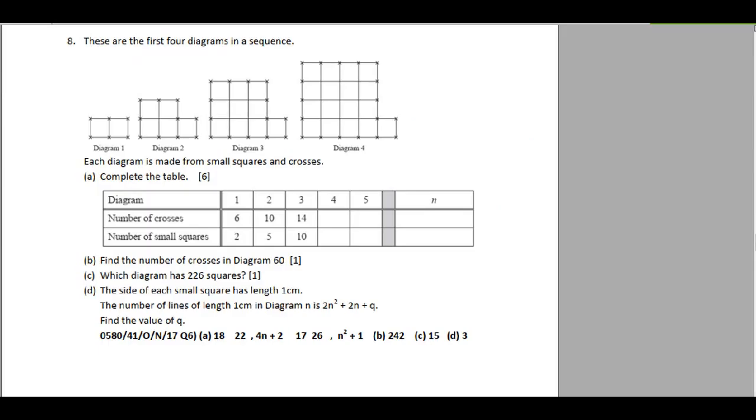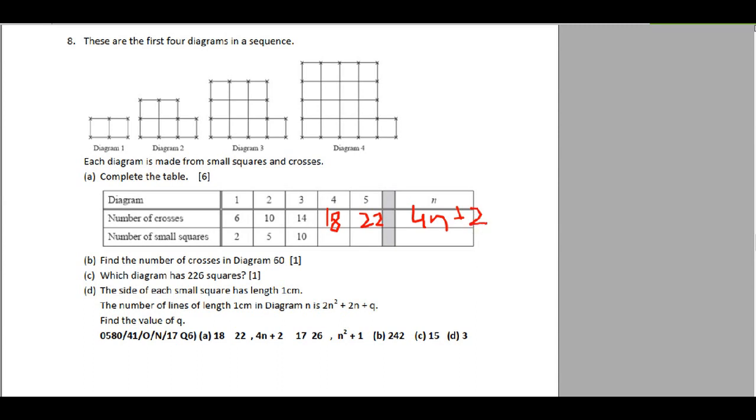Question number 8, part A, complete the table. So we have 6, then plus 4 gives us 10, then plus 4 gives us 14, so the next number will be 18, and then 22. And since we're adding 4 in each case, the nth term will be 4n, and right now my first term is 4, but the first term needs to be 6, so add 2 to it.